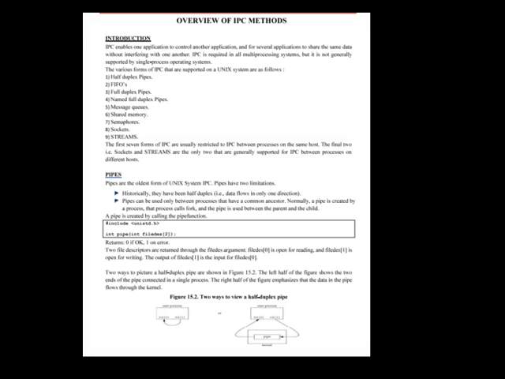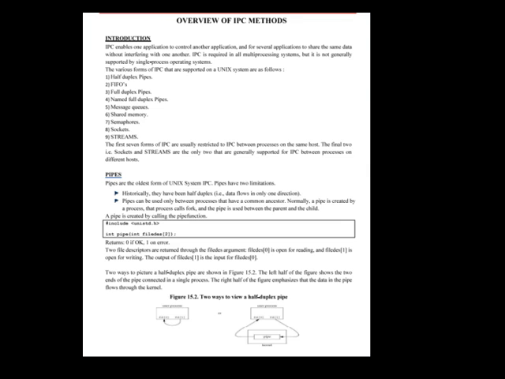Now let us see an overview of IPC methods. Introduction. IPC enables one application to control another application and for several applications to share the same data without interfering with one another. IPC is required in all multiprocessing systems, but it is not generally supported by single-process operating systems. The various forms of IPC that are supported on a Unix system are as follows: half-duplex pipes, FIFOs, full-duplex pipes, named full-duplex pipes, message queues, shared memory, semaphores, sockets, streams.